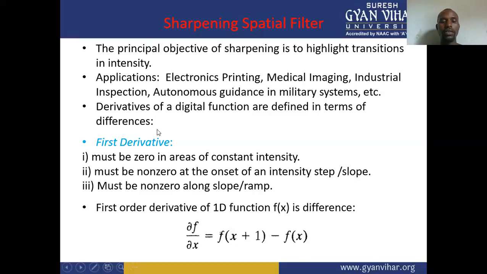The one thing to remember is that we have something else known as a derivative. What is a derivative? A derivative is basically a digital function that is defined in terms of differences. In your mathematics in first year and second year, you studied integration and differentiation. That is where this is applied. Now, let us look at the first derivative. For the first derivative, we have conditions, and these are the conditions.